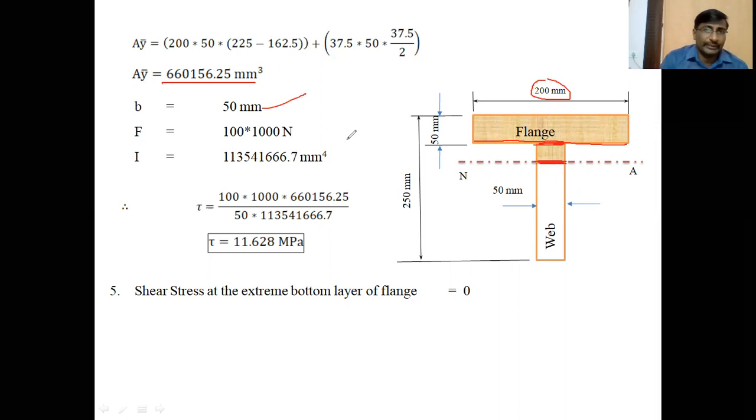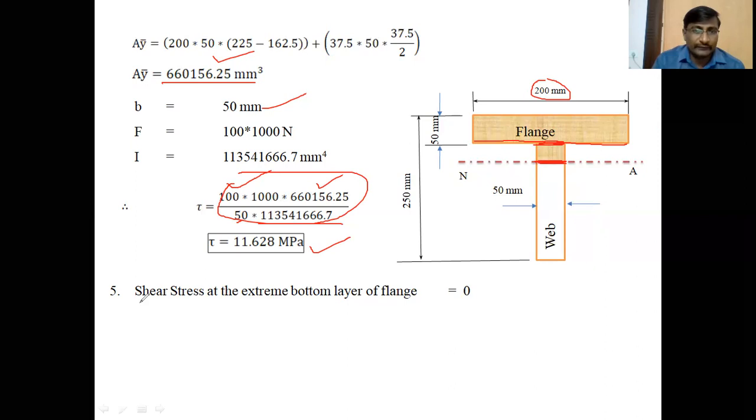I is 113541. So upon substitution of all the values, tau equals F. F is 100 into 1000 newtons. AY bar is combined, we calculated for the two portions, 660,156.25, divided by B, the breadth 50 mm, divided by the I value 113541. Upon substitution and calculation of this shear stress value, we get 11.628 megapascals at the neutral axis.